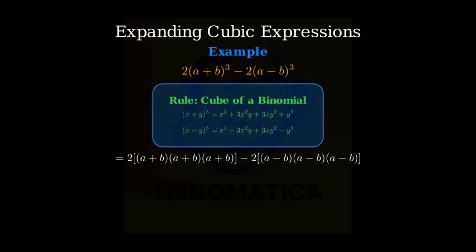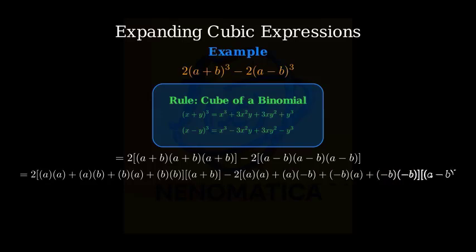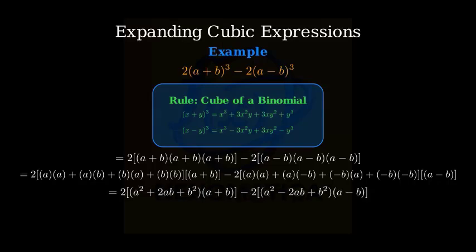First, we'll expand the a plus b cubed term and then the a minus b cubed term. Now we'll expand the products inside each parenthesis. For the first term, we have 2 times the product of a plus b multiplied by itself 3 times. Let's multiply out a plus b times a plus b to get a squared plus ab plus b squared, which simplifies to a squared plus 2ab plus b squared.